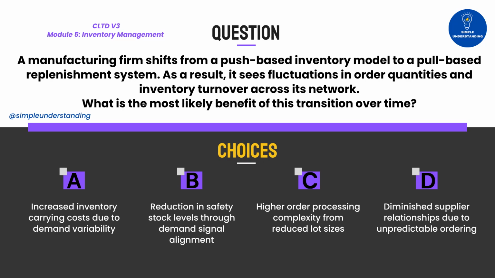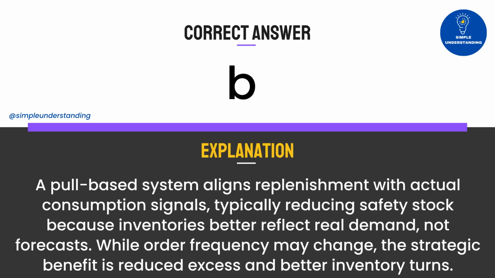Correct answer: B. Explanation: a pull-based system aligns replenishment with actual consumption signals, typically reducing safety stock because inventories better reflect real demand, not forecasts. While order frequency may change, the strategic benefit is reduced excess and better inventory turns.